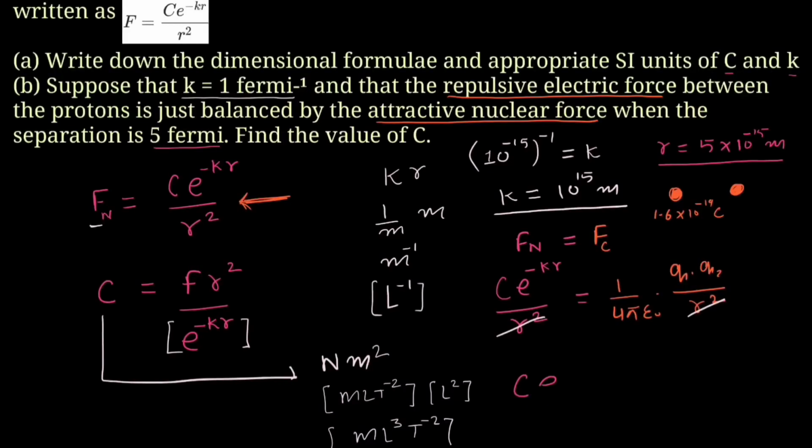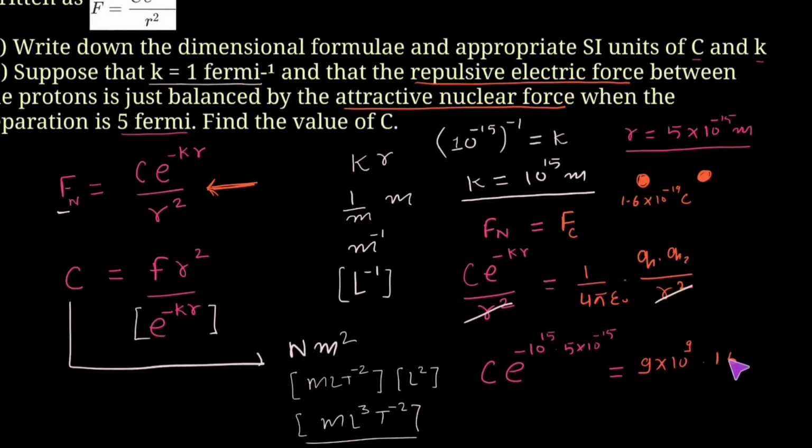So this would be C into e power minus K, which is 10 power 15, it is given in the question. So this is 10 power 15 per meter into r. The value of r is given to us as 5 Fermi. So this would be 5 into 10 power minus 15. So this is the left side of the equal, and on the right side the value of 1 upon 4 pi epsilon naught is 9 into 10 power 9 into Q1 and Q2 would be 1.6 into 10 power minus 19 whole square. This 15 and 15 would cancel each other.